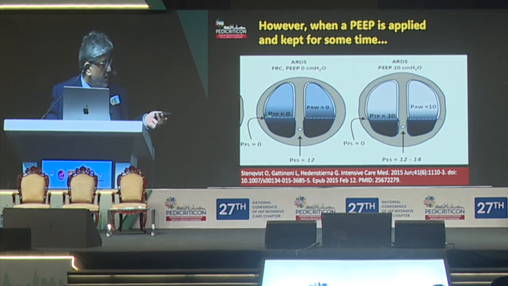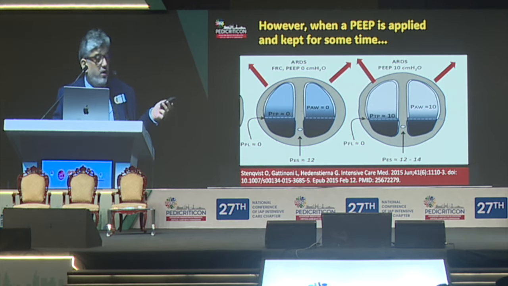This horizontal line is a watershed between atelectatic and open alveoli. And at this line, the pleural pressure is 0 as measured by the esophageal pressure. As you can see, even after application of PEEP of 10, the esophageal pressure is almost the same, 12 to 12, 12 to 14. And there is the same pleural pressure, no change.